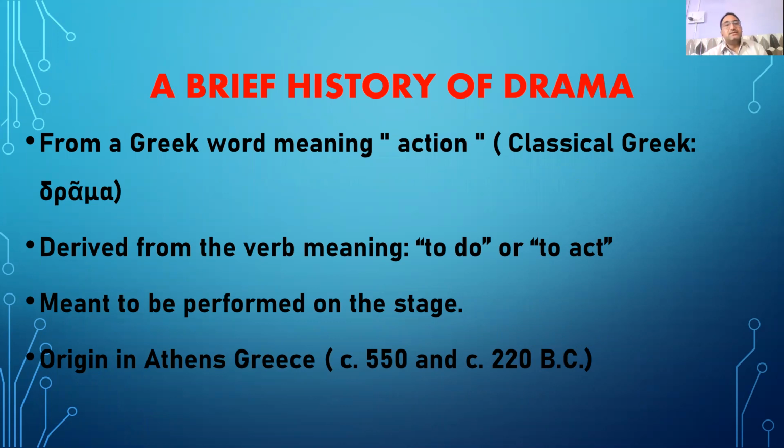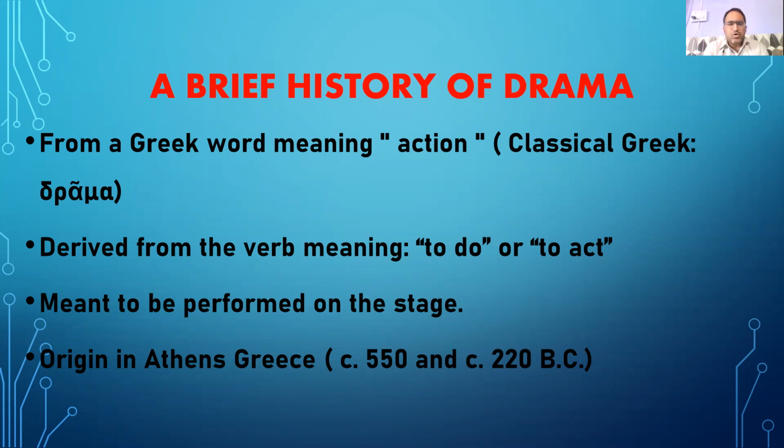Drama is one of the earliest genres of English literature. It has been derived from a Greek word. The classical Greek word is in front of you, which is actually pronounced as drama. And the meaning of that Greek word is action. It has been derived from the verb which means to do or to act.